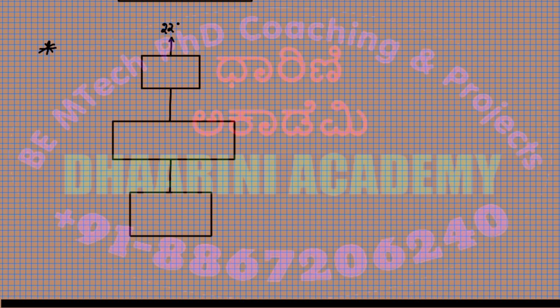This is 225 Newton, 18 kg. This is 42.36 kg. And this is 22.15 kg. So find the tensions T1, T2 and acceleration.